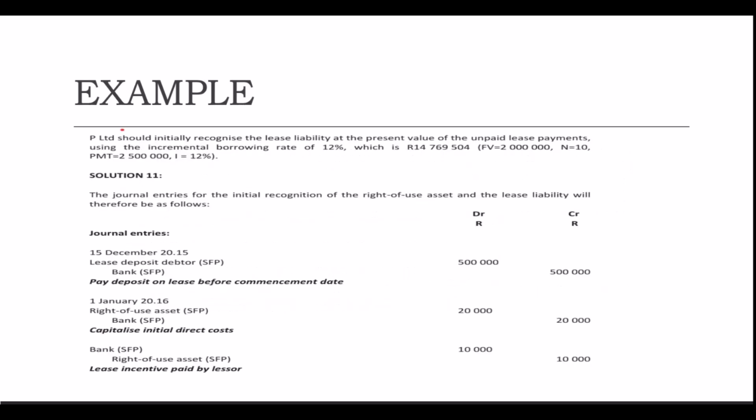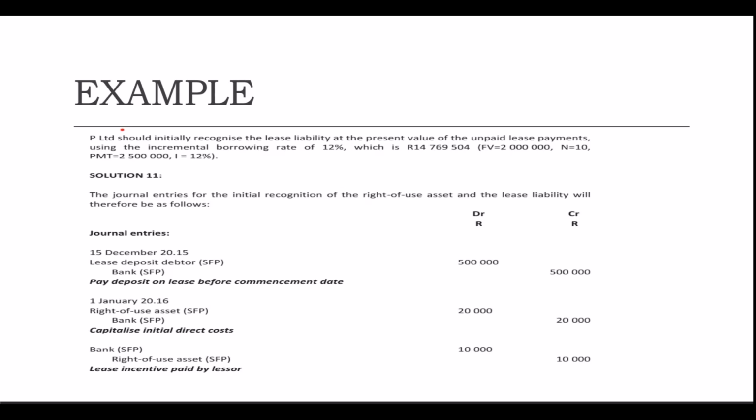Okay. So I think the question is: prepare the journal entries to account for the lease. Good. So P Limited should initially recognize the lease liability at the present value. So for a lease, you start off by what? Calculating the lease liability first. Why? Because the starting point of your asset is the lease liability. So you first have to calculate the lease liability.